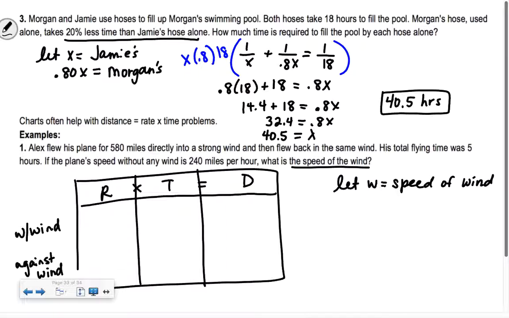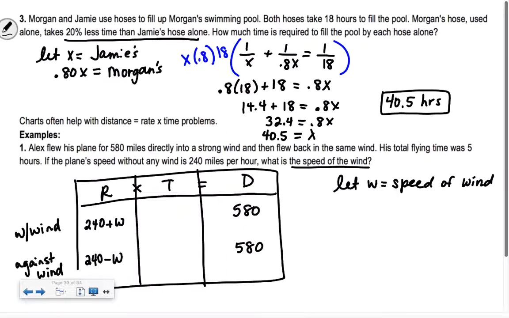So the total distance for both of these is 580 miles. He goes 580 miles there, 580 miles back. And his total flying time was 5 hours. But he didn't go 2.5 there and 2.5 back necessarily, right? So we can't put anything there yet. Now our rate, though, was 240 miles. But if he's going with the wind, does he go faster or slower? Faster. So we're going to do plus W. He went faster because the wind is pushing on him. And then against the wind, we had 240 miles per hour, and then minus W, exactly.